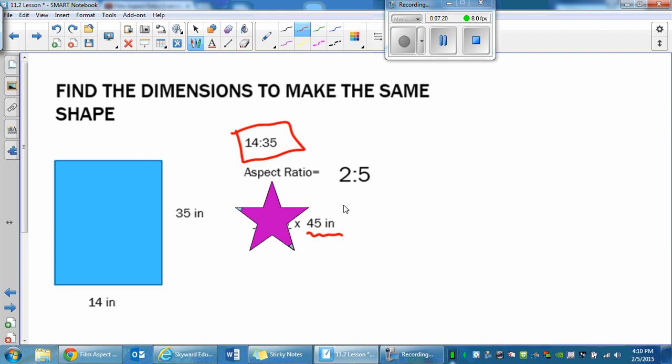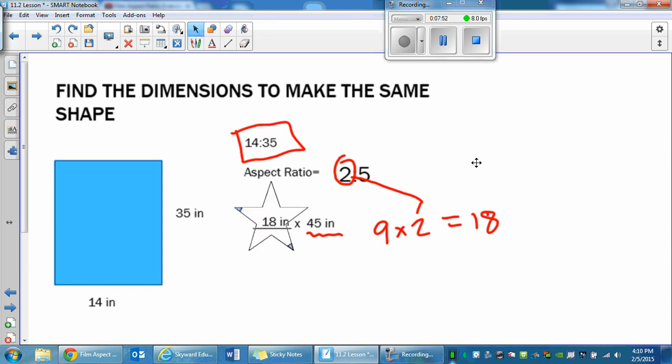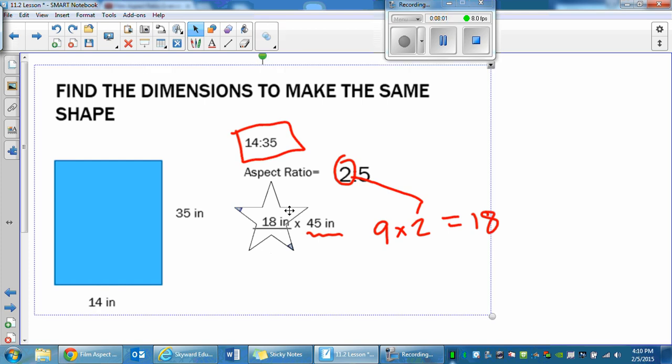So first of all, I can see here that the aspect ratio is 2 to 5. So I'm going to go ahead and say, okay, well, 5 goes into 45 9 times. So we increased the aspect ratio 9 times. So then I would just do 9 times this 2 right here, which is 18. So now my picture is going to be 18 by 45. So I took the aspect ratio. I said, okay, well, 5 times 9 would give me that 45, so I'm also going to multiply this by 9 to get 18.